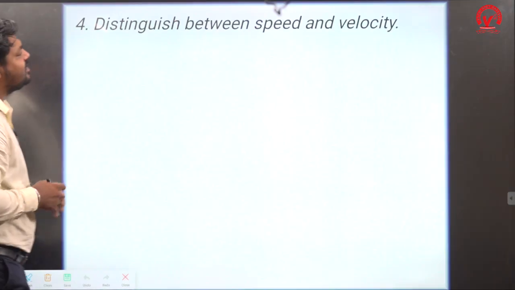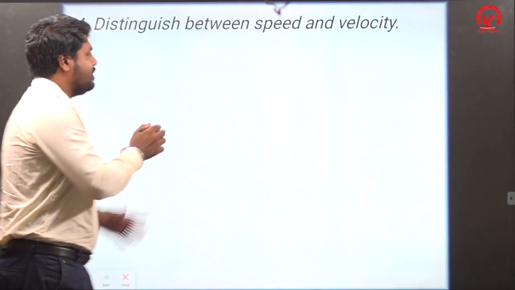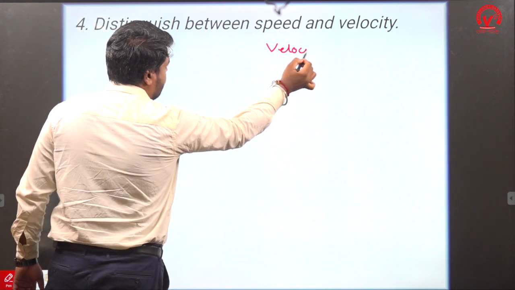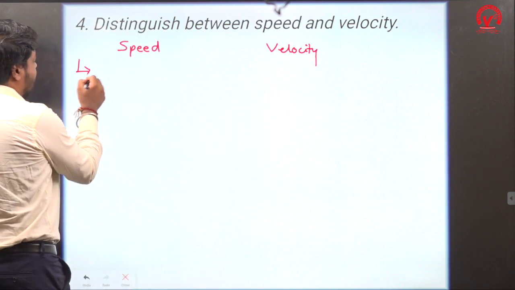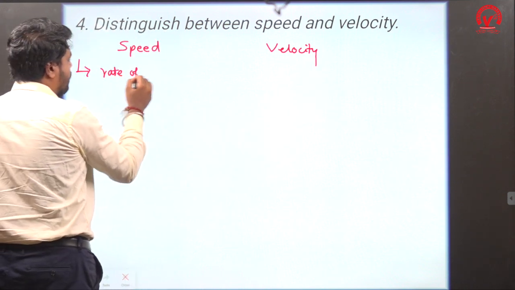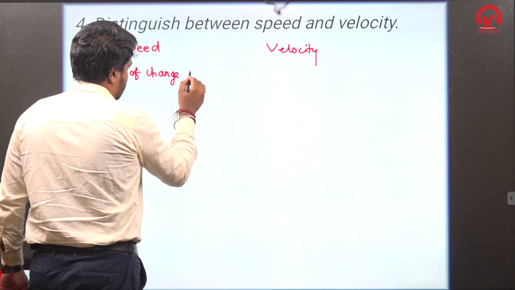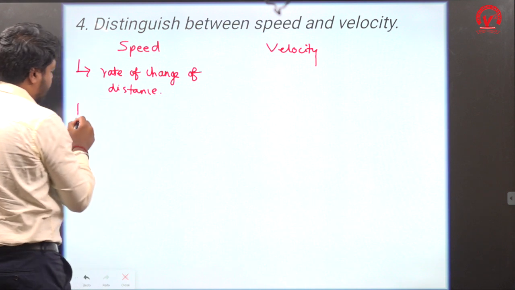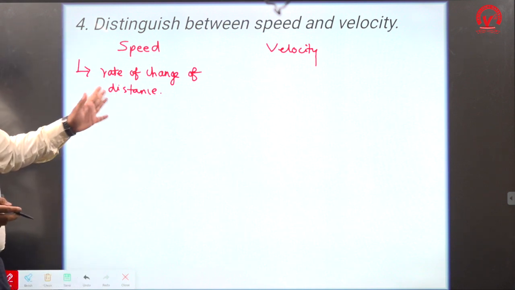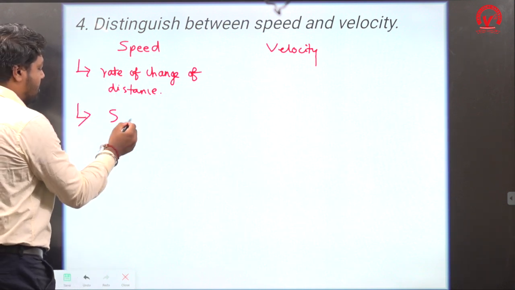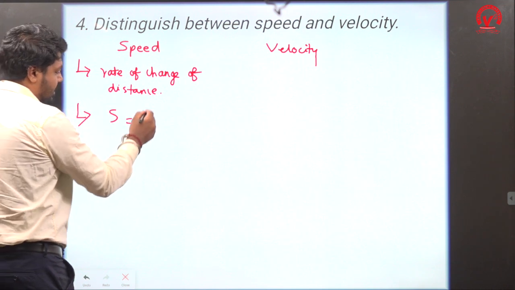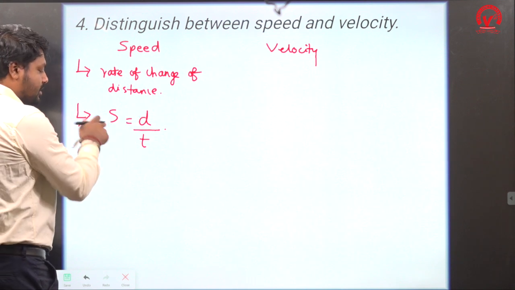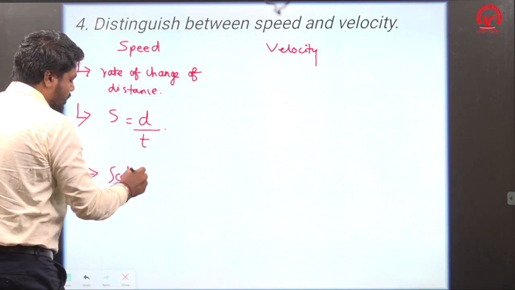Got it? Next, distinguish between speed and velocity. We well know that speed is nothing but the rate of change of distance, right? So speed is expressed in a definition form. How can we represent it in a mathematical form? Speed S is equal to distance d by time. Distance is a scalar, so speed is also a scalar quantity.